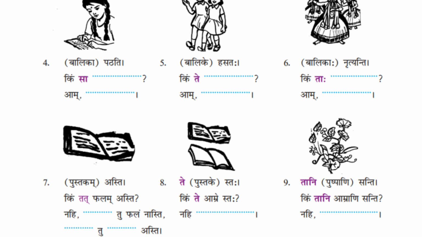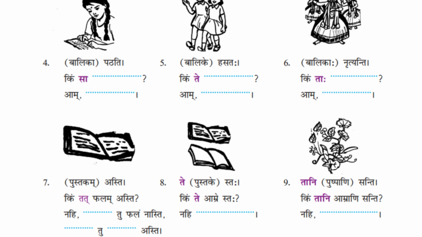So, pustakam asti. There is a book. Kim tat phalam asti, is that a fruit? So he and she is not there. Here it will be that. Is that a fruit? Nahi. Tad tu pustakam asti. That is a book.